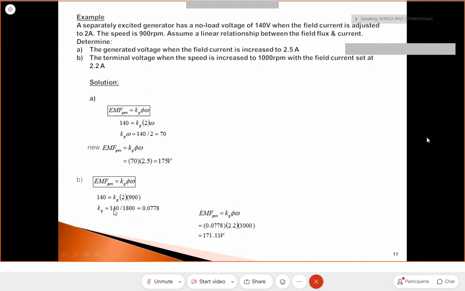And then for B, the terminal voltage when the speed increases to 1000 RPM, when the field current is set at 2.2. This is taken from the original, which is 2 ampere. Mostly these are constants, so that's why you can just use them. Even though we say that it is flux, flux and current are the same thing. When you have flux, it means you have current. And when you have rotation, this is omega. So you will get 0.0778, and then when you substitute into the new EMF generated, you will get 171.11 volt.